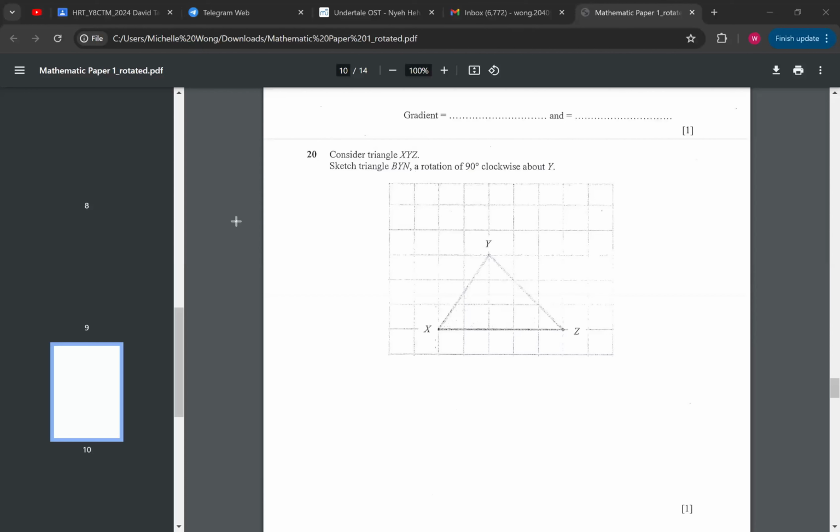For number 20, consider triangle XYZ. Sketch triangle BYN, a rotation of 90 degrees clockwise about Y. So clockwise is going this side. So it will be from here, here. Yes, and you have to label the points.